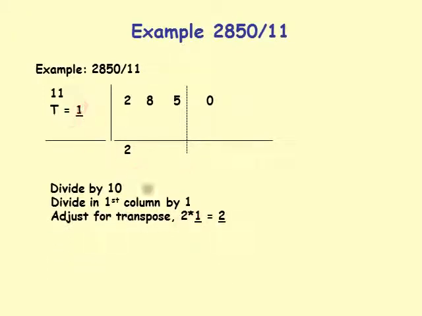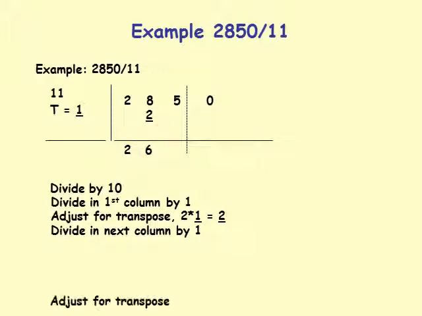Now the adjustment for the deficiency or transpose. It's 2 times negative 1, minus 2, is the adjustment for the next column. So we got minus 2 here. The next column is 8 minus 2, which is 6, and we divide by 1 to get 6 as the next quotient digit. Now we have to make the adjustment for the deficiency or transpose here. 6 times minus 1 is negative 6. We do the adjustment and we get minus 6 here.